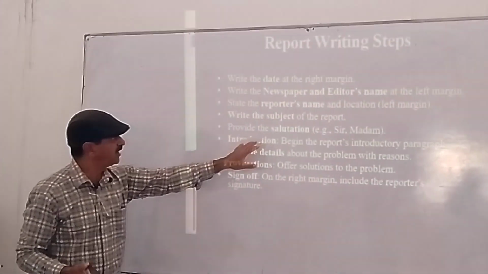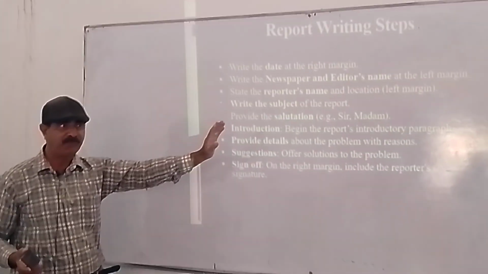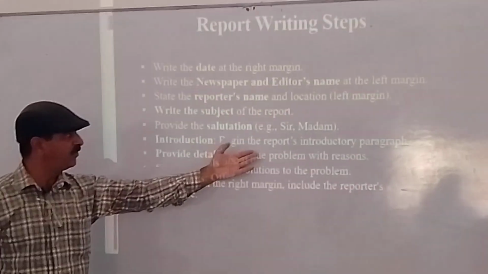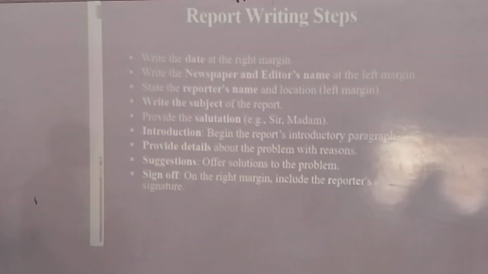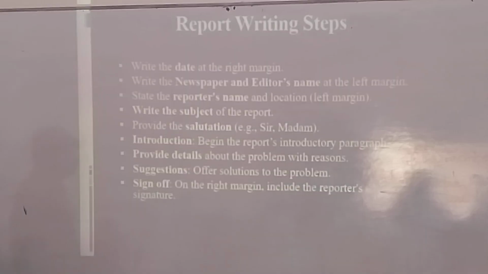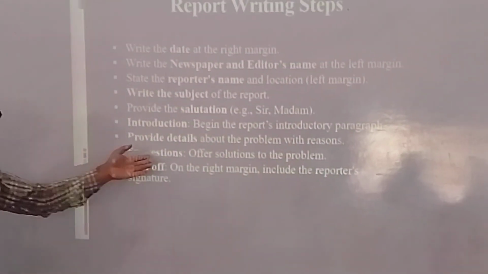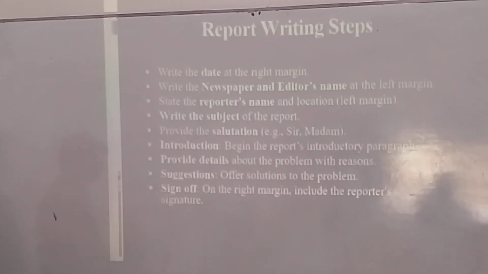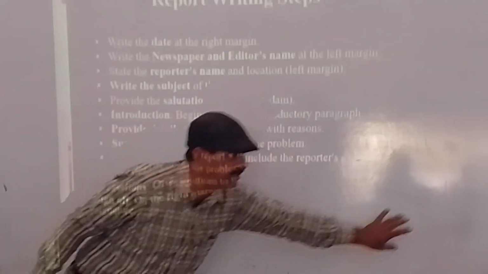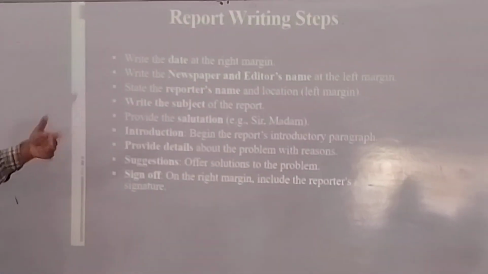Okay. Next one, provide a salutation like sir or madam. Clear? Next one, introduction, begin the report's introductory paragraphs. Clear? Then provide details about the problem with reasons. So you have discussed the problem, but the reason must be there. Next, suggestions, offer the solution to the problem. Sign off, then you have to write the signature over here and write your signs. Write your name, ABC, like this.